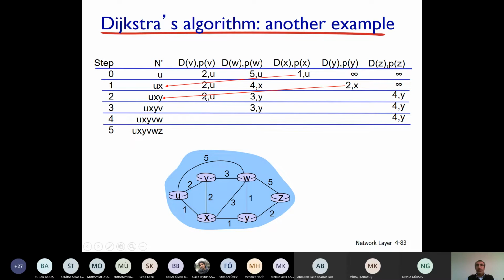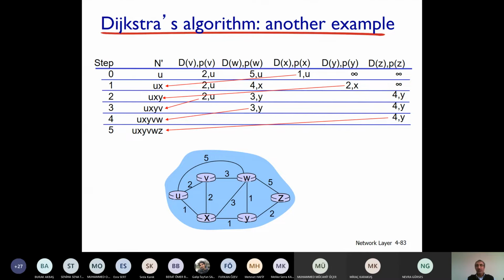Now we have three values: 2, 3, 4. Which one is the minimum one? Of course, this 2, right? So that's why we add V to the N prime set. And then what we are left with is D of W, still the least one is 3, Y, and Z is still the least cost 4, Y. So which one is the minimum? Of course, the W node. So we add W to the N prime set. And what we are left with is only the node Z, which has 4, Y values. Then we add Z, and we are done with all the nodes in the network.